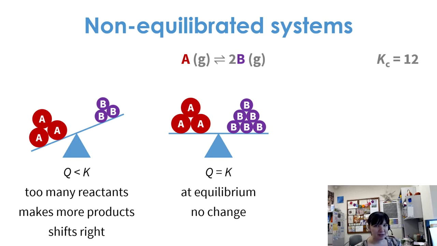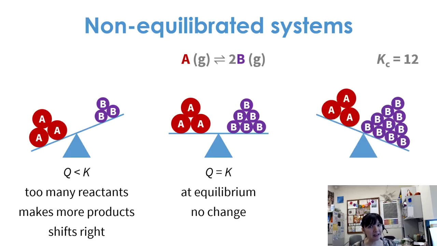Now, the language that we use to describe that movement towards the products, I've written out right here as shifts right. If we think of the reaction going from reactants on the left to products on the right, then as this reaction proceeds, because we are making more products, it's going to shift to the right. It's going to make more of those products and lean towards that side.